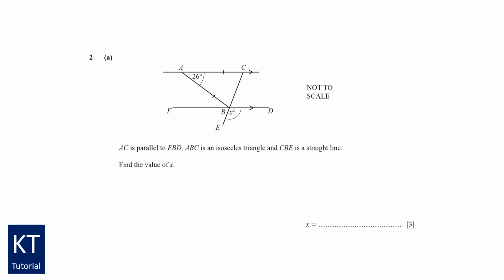Question 2a. AC is parallel to FBD, ABC is an isosceles triangle, and CBE is a straight line. Find the value of x. Angle FBE is equal to angle ACB, with ABC being an isosceles triangle. Angle ACB is (180 degrees minus 26 degrees) divided by 2, with x being a supplementary angle to angle FBE, so x is equal to 103 degrees.